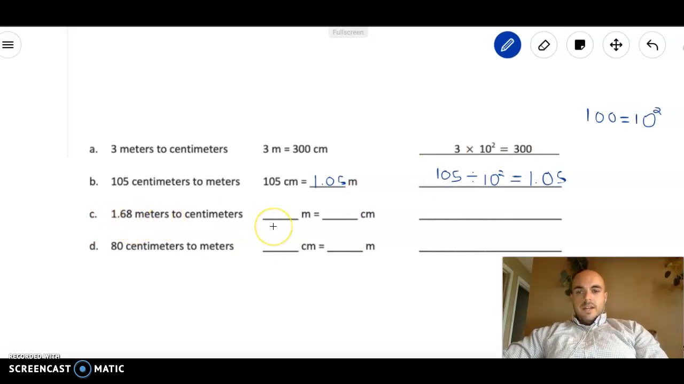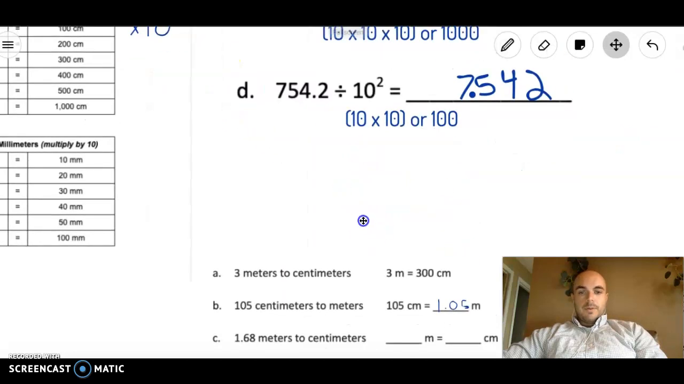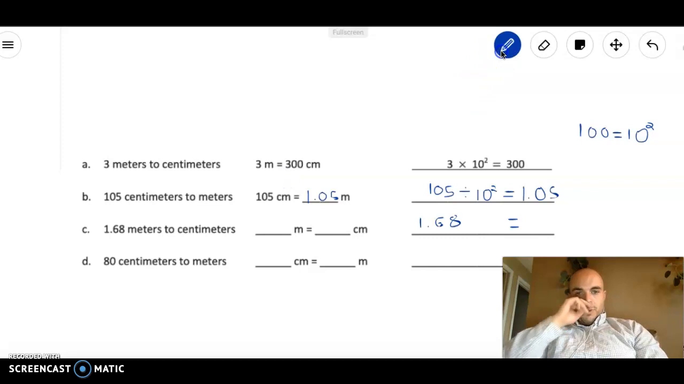1.68 meters to centimeters. So I'm starting with 1.68, and I have to turn this into centimeters. So let's look again at our chart. Meters to centimeters, multiply by 100, or 10 to the second power. Okay, so I'm going to multiply this by 10 to the second power.